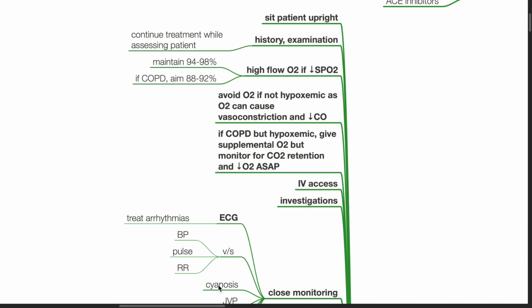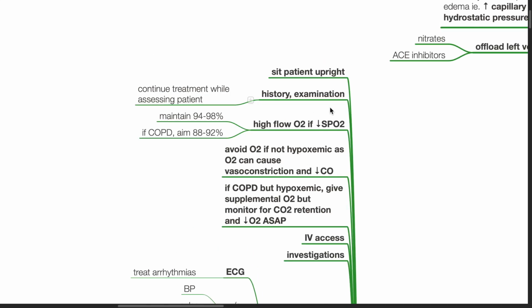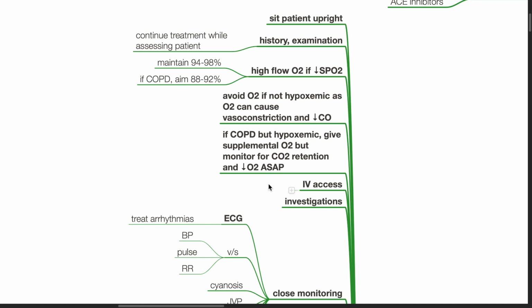Sit the patient upright. Take a short history and concise examination. Continue treatment while assessing the patient. High flow oxygen if decreased SpO2. Maintain 94 to 98%. If COPD, aim for 88 to 92%. Avoid oxygen if not hypoxemic, as oxygen can cause vasoconstriction and reduce cardiac output. If COPD but hypoxemic, give supplemental oxygen but monitor for CO2 retention and desaturation ASAP.